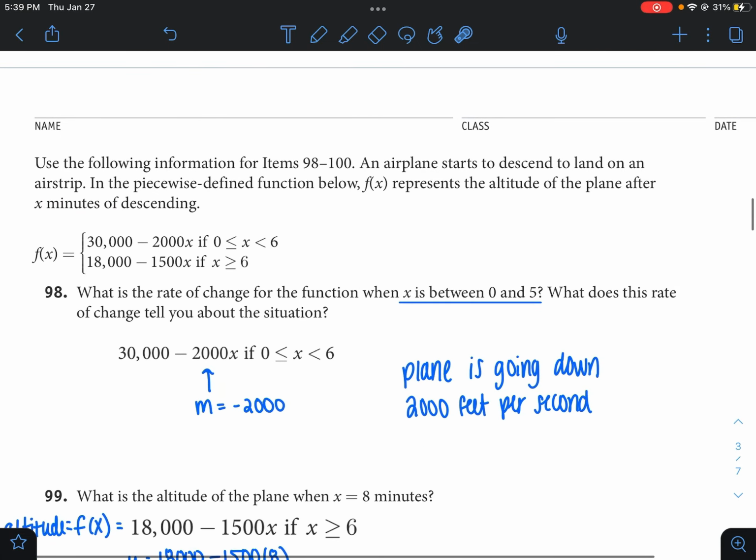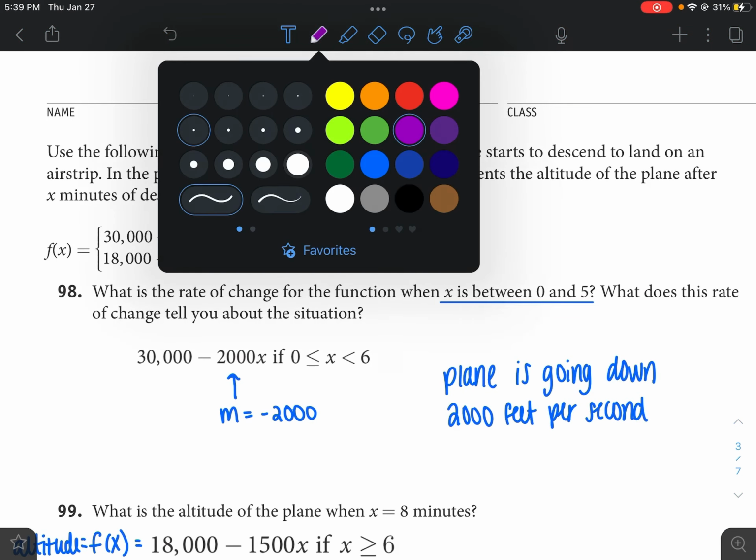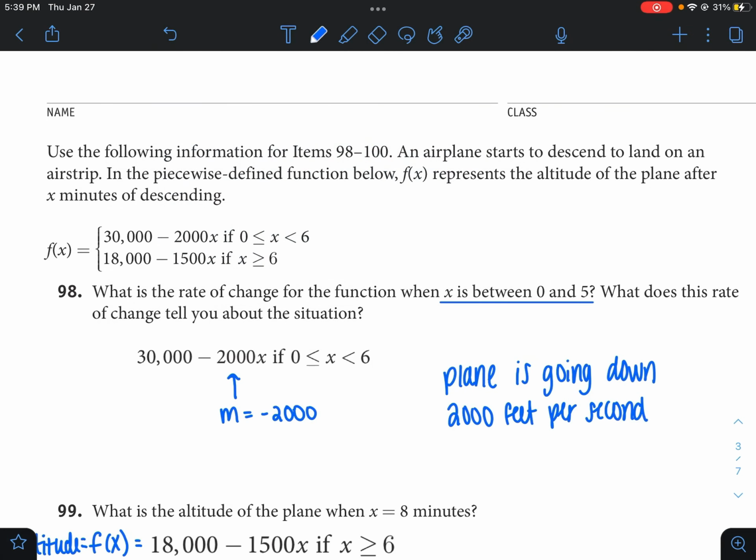Number 98, okay, we're looking at this piecewise function. Again, let's underline it together: an airplane starts to descend to land, which means it starts going down, okay? Piecewise defined function where f of x represents the altitude after x minutes of descending. So again, lots of information, but underline what's important to you.